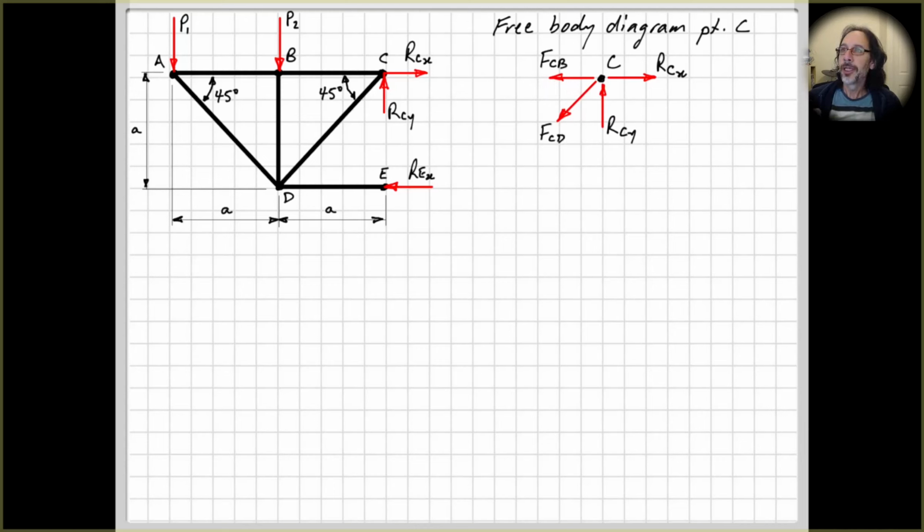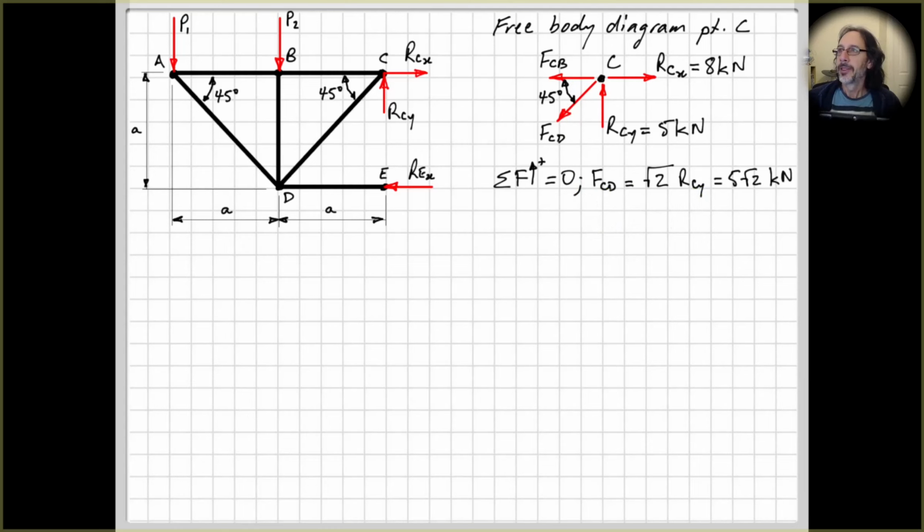All right, so labeling all our unknowns, right, RCX and RCY we calculated before from our rigid body equilibrium over the entire truss. So the sum of the forces in the vertical direction equals 0. So we have FCD. So if you want to think about this step backwards, RCY will be equal to FCD sine 45. And sine 45 is 1 on root 2. Right, so FCD over root 2 equals RCY. So that gives us 5 root 2.